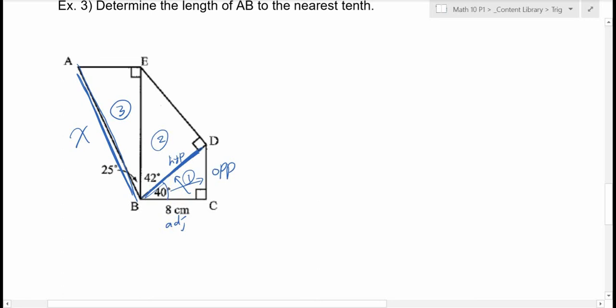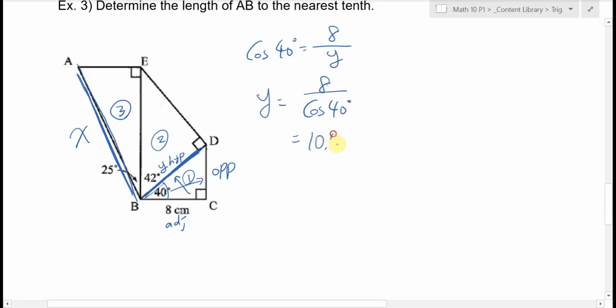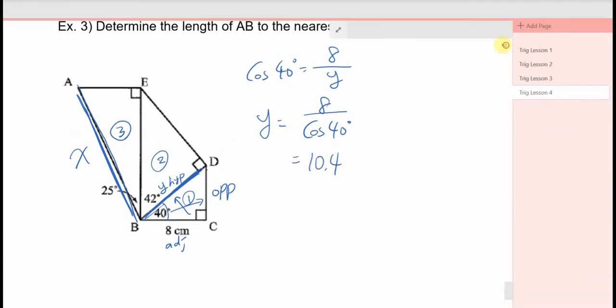So we're trying to solve for hypotenuse, and we know the adjacent side, so that is cosine. So cosine 40 degrees is equal to adjacent 8 over hypotenuse. Let me call that y here. So to solve for y, y equals 8 divided by cosine 40 degrees. And that is going to give us 10.4. So now we know that y is 10.4.